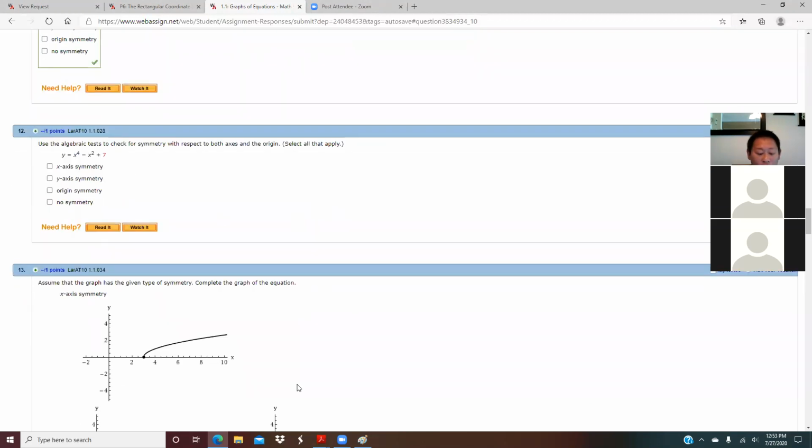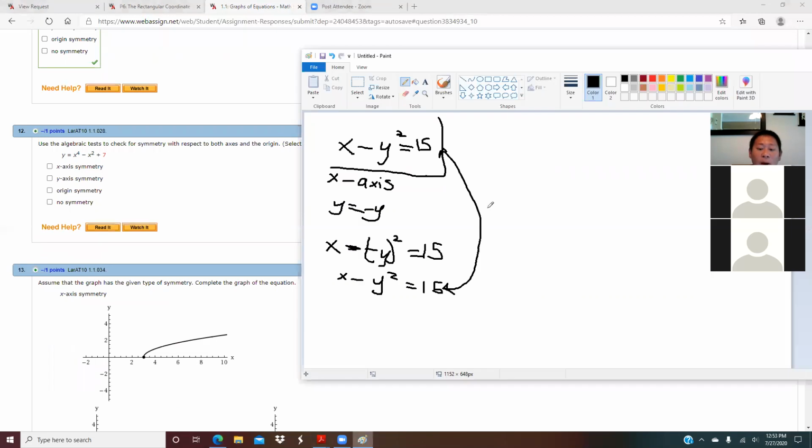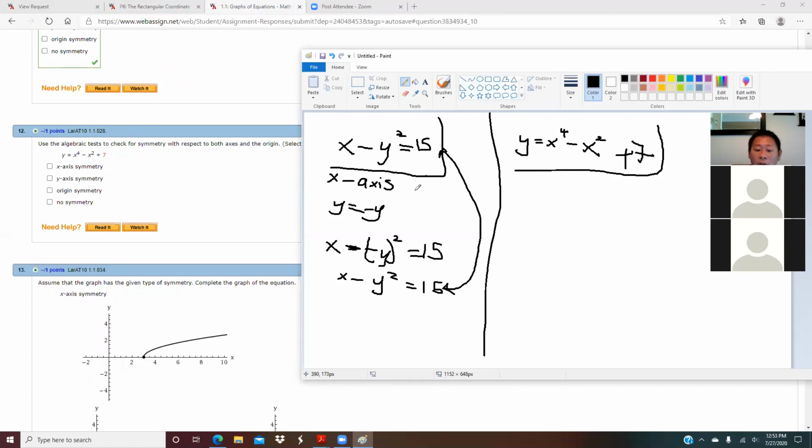How about question 12? So how do we figure out question 12? You do the same thing: y equals x to the 4th minus x squared plus 7. And in order for you to test the x-axis, I put y become -y. So -y equals x to the 4th minus the same thing. But unfortunately, this one does not work because this is not exactly the same. Because last time we had a square, we could square it and it all came out nice. But this one does not look good.